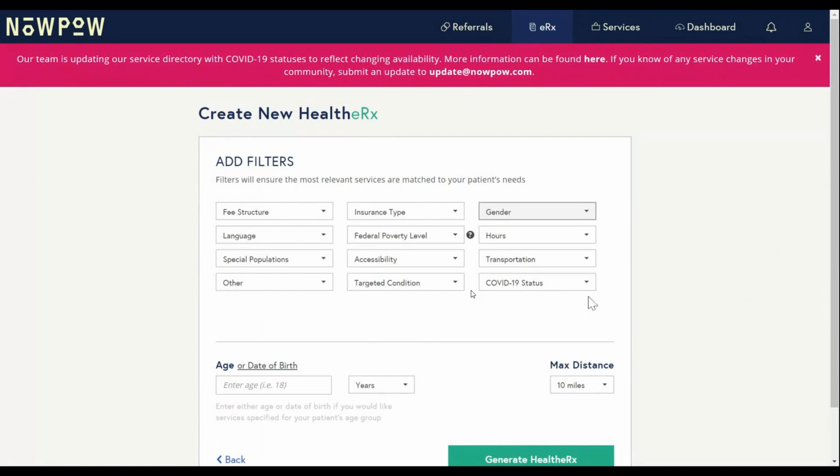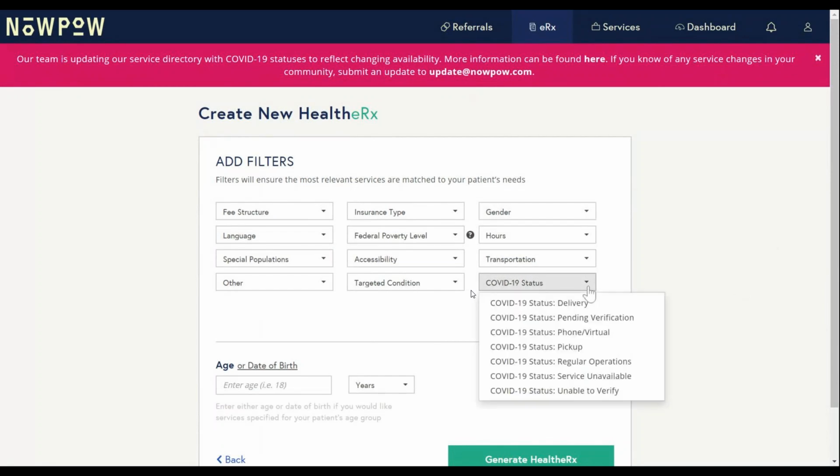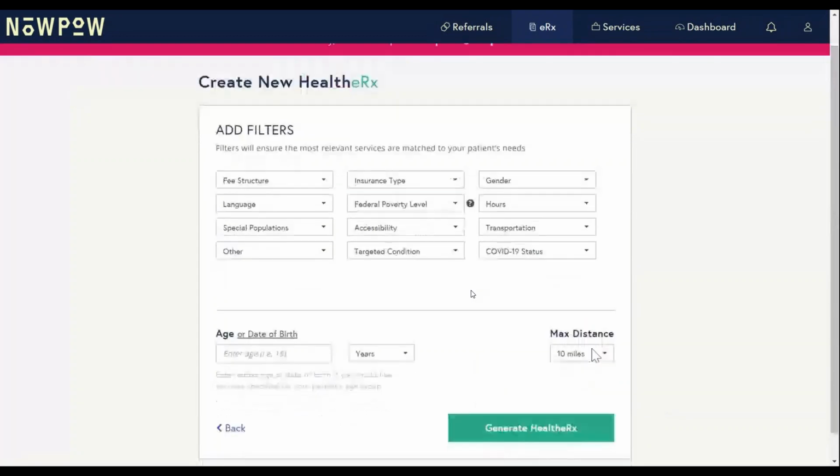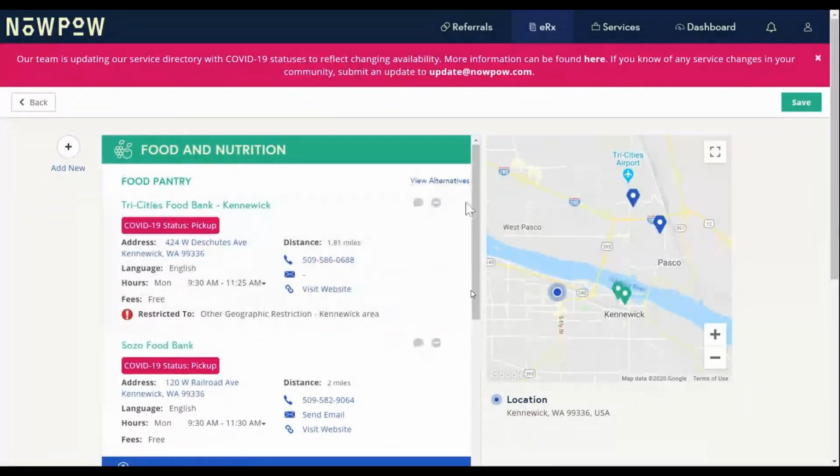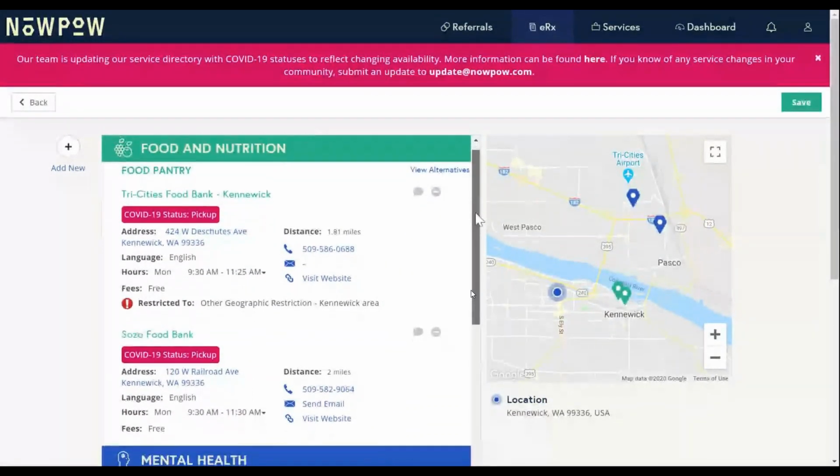We also have updated our COVID-19 status. We have a team of people that are calling on a regular basis to make sure that things are still running during COVID, because we know that some things have now become telehealth, or they're just curbside pickup, or they're no longer in service. So you can do it based on that as well. You can also do it based on age. So let's say they want something that people 25 and older can go to, and you can change the distance as well. So let's say this person has a car, so 10 miles isn't that bad for them. And then when you click on that, you would get a list of the different services that are available in that area.